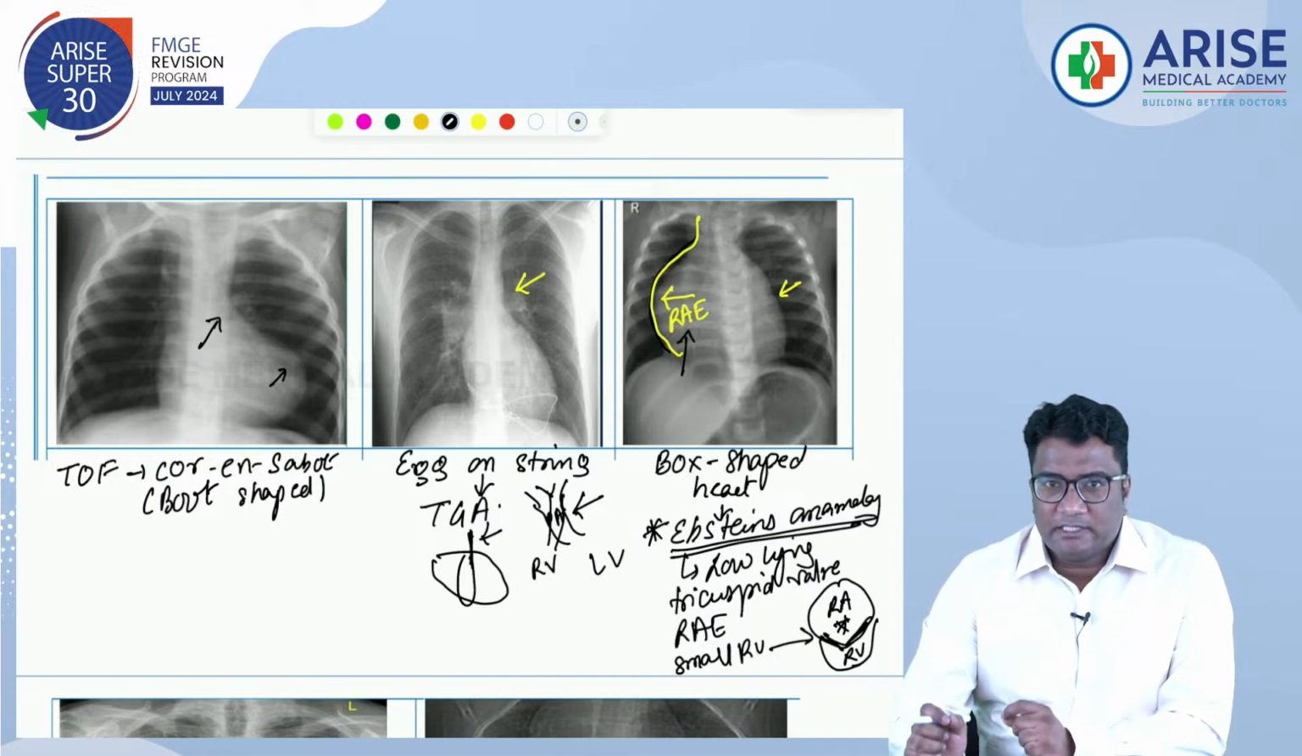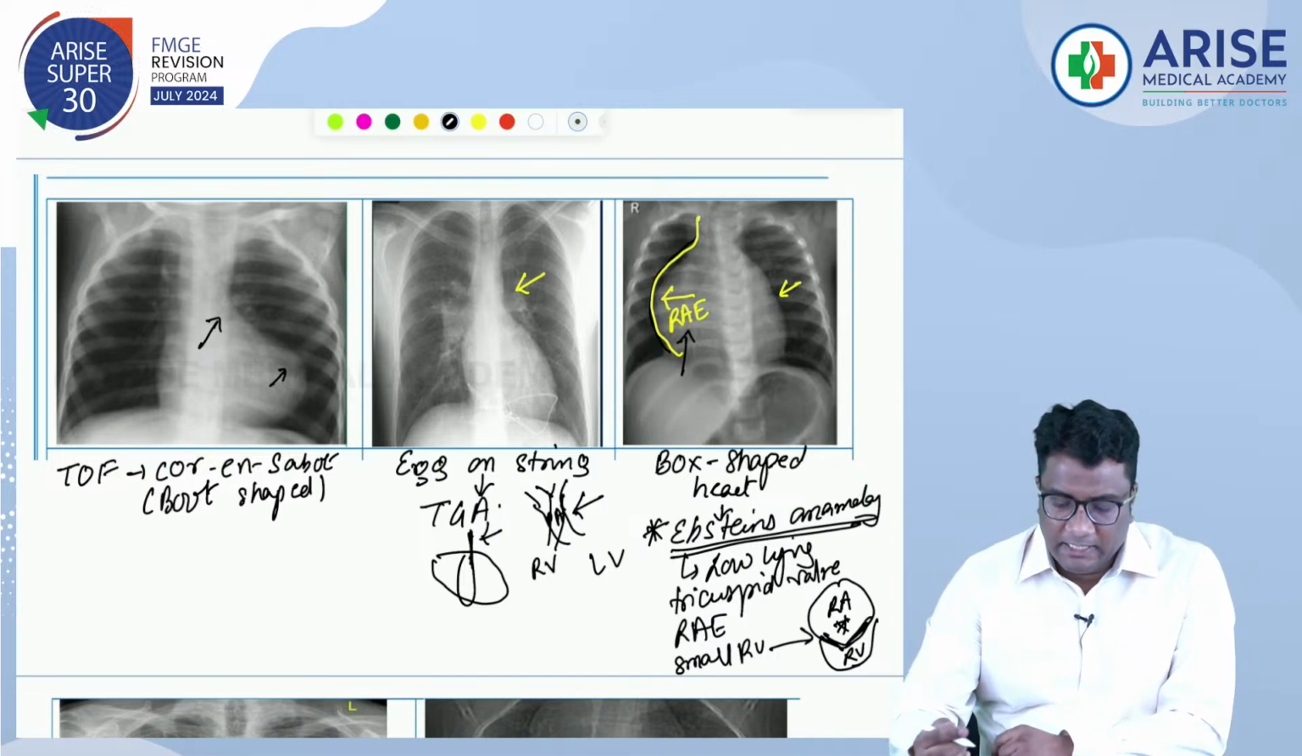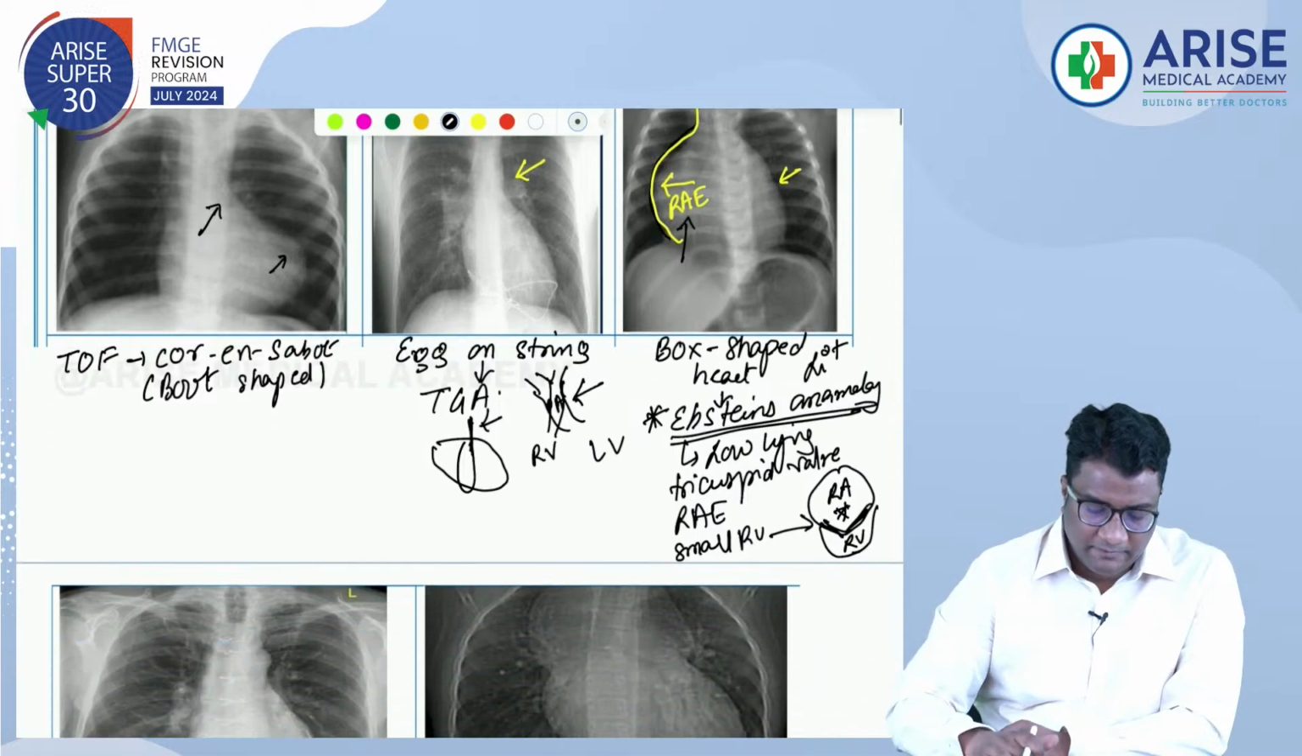Large right atrium and small right ventricle. This is Ebstein anomaly, which occurs due to lithium toxicity, right? So lithium toxicity in the mother produces Ebstein anomaly. Please understand how to identify the radiograph.